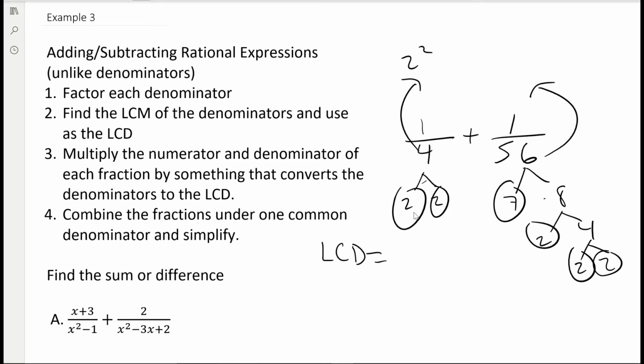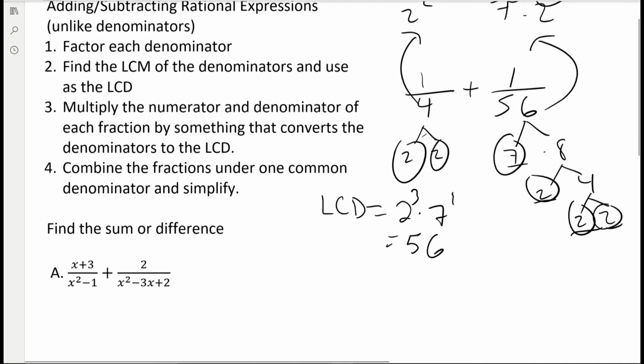This 56 can be written as 7 to the first, using the 7 there, and we got 3 2's, so 2 to the third. We're going to pick the most: 3 2's and 1 7. So 2 to the third times 7 is just 8 times 7, which is 56. So in this case, the least common denominator was 56.